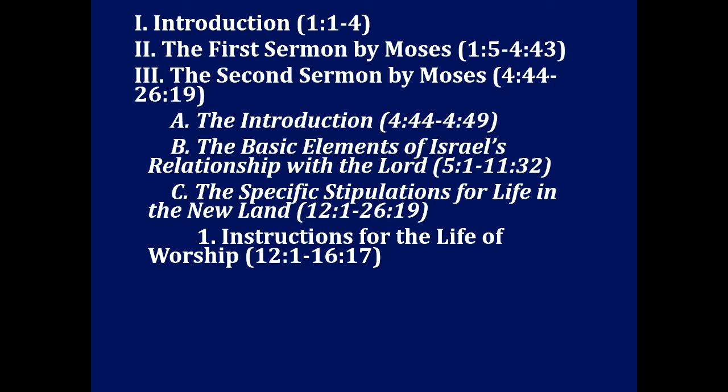The specific stipulations for life in the new land were given in chapter 12, 1 through 26, 19. We have instructions for life of worship, and this is important because in chapter 12 there is going to be one place designated for worship. You go back to Exodus, there were 3 main festivals that they were supposed to go up to celebrate. And so once David had settled in Jerusalem, and that was to be the capital city, and eventually that's where they were going to journey to, the tabernacle, the temple was going to be built there under Solomon. That was going to be the place that they would go to. But there would be that one place designated where God was going to set his name.